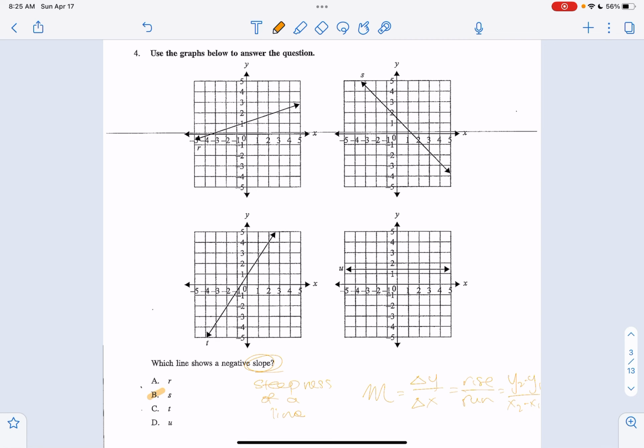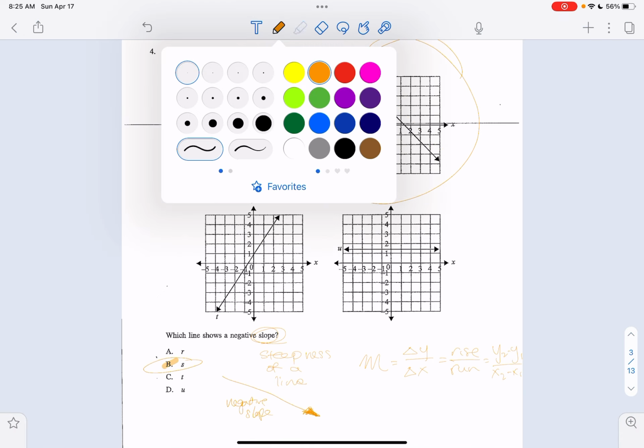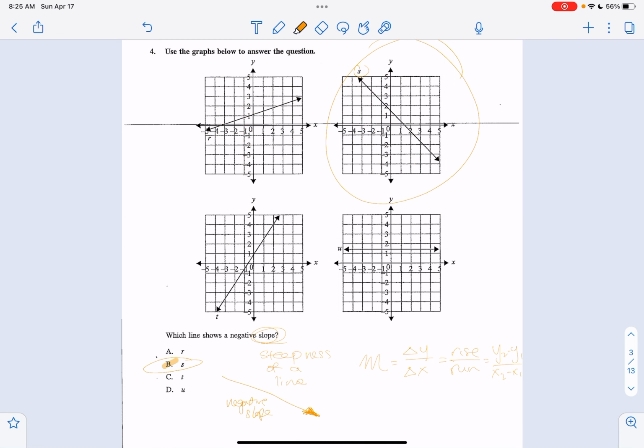To figure out a negative slope, you just have to know that a negative slope goes down when you read the graph from left to right. So we just look at the graphs, and line S has a negative slope because it's going down. So the answer is choice B. For number 4, it's going down when you read the graph, so that's a negative slope.